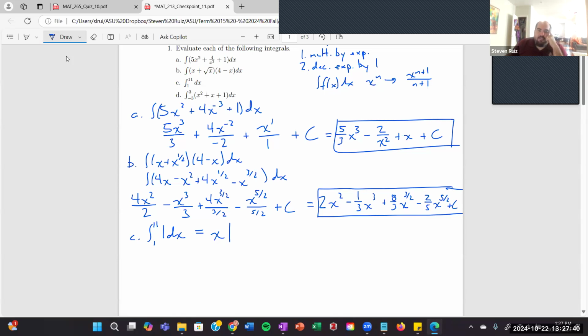Now what I'm going to do is this. I'm going to evaluate the antiderivative at both those limits and find their difference. So 11 minus 1. That comes out to be 10.